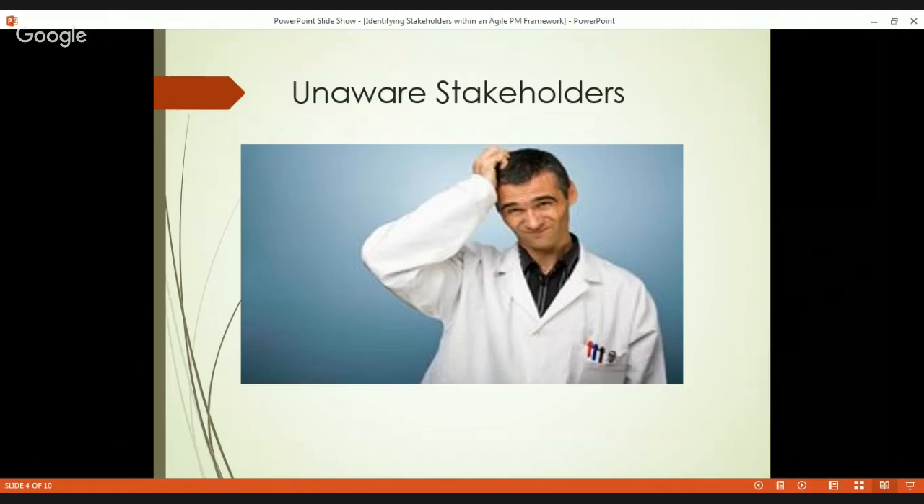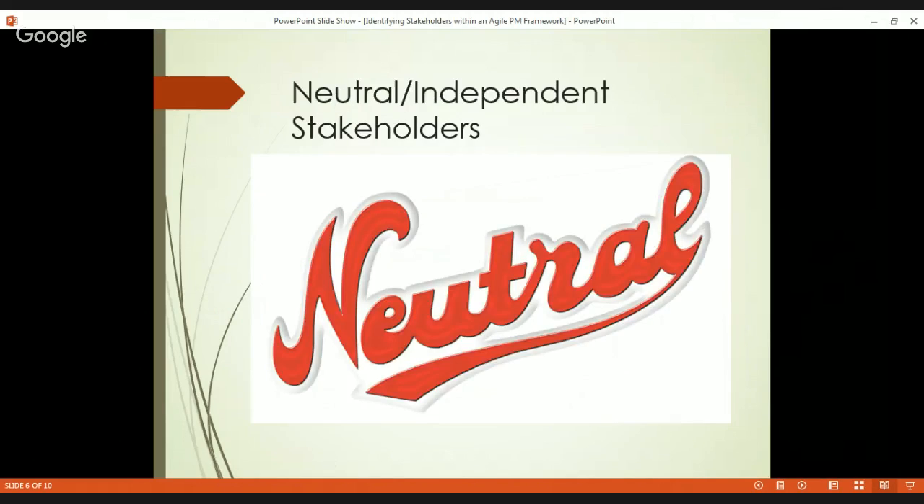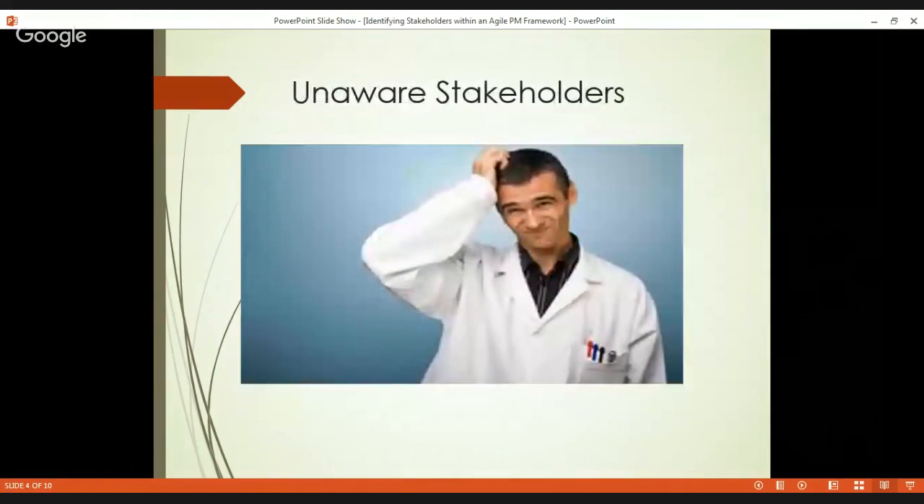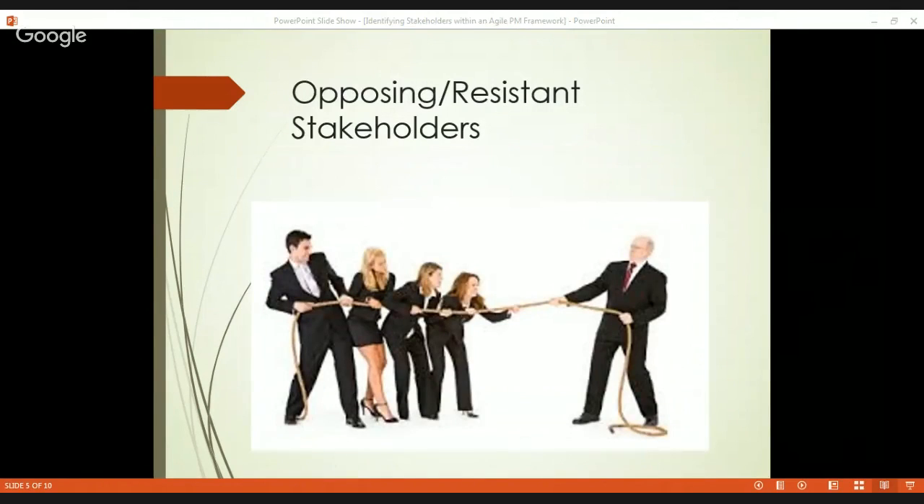The next four categories that we look at are aware project stakeholders. The first is the opposing or the resistant stakeholder. Opposing stakeholders feel that they or their group will be impacted negatively by the project. Explaining why this is not the case, or explaining how the project plans to mitigate this impact, will assist in successful interactions with these stakeholders.